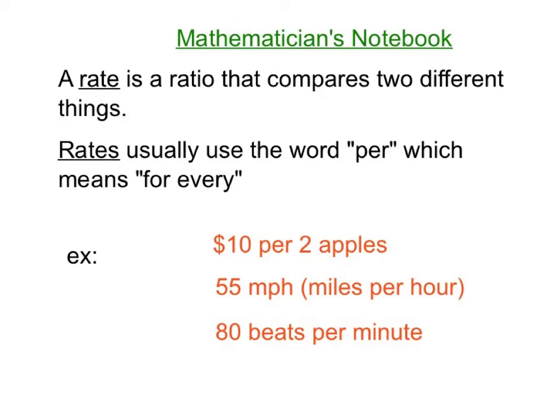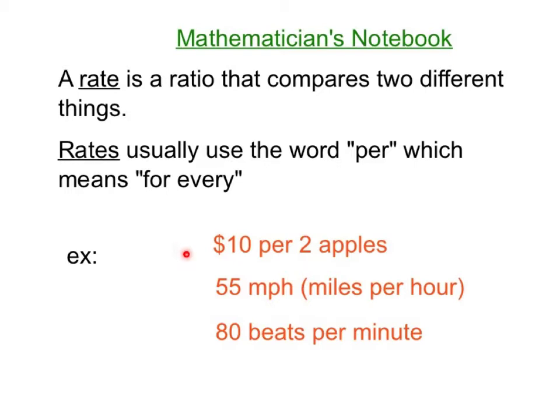Alright, so I want you to copy these notes into your mathematician's notebook. A rate is a ratio that compares two different things. Rates usually use the word per, which means for every. And here are a couple more examples of rates.